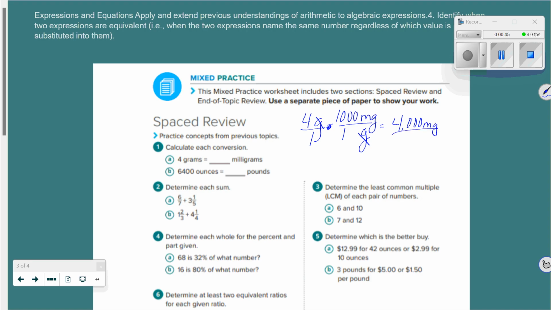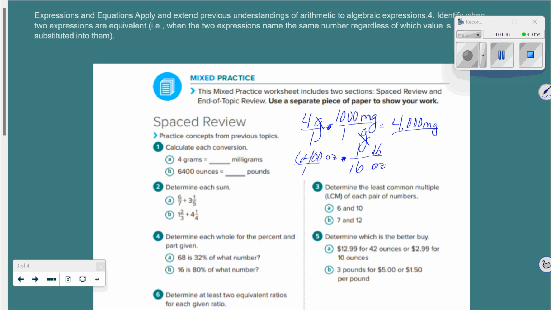Same thing on the ounces. 6,400 ounces. And I just put my conversion. I'm going to pounds, that goes on top. I'm going from ounces, that goes on the bottom. Again, I'll put it over 1, my conversion factor. There are 16 ounces in 1 pound. We're on opposite sides, that means I'm actually dividing.